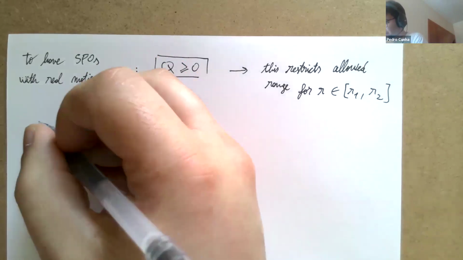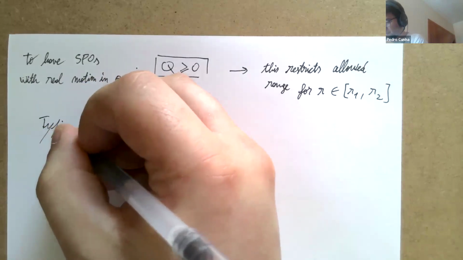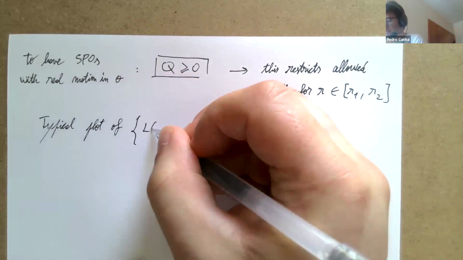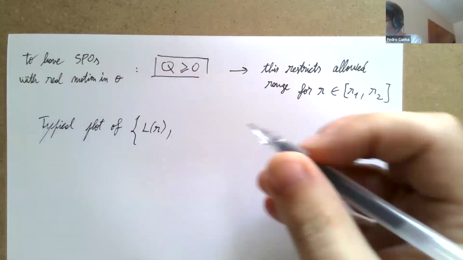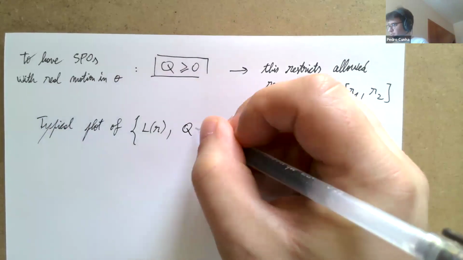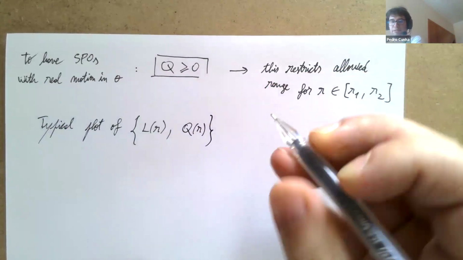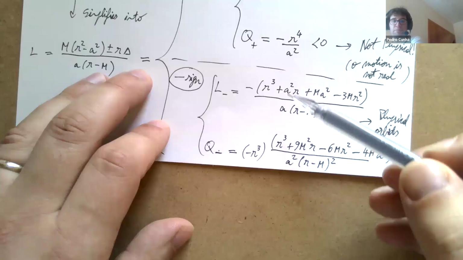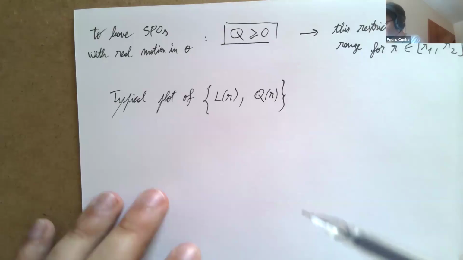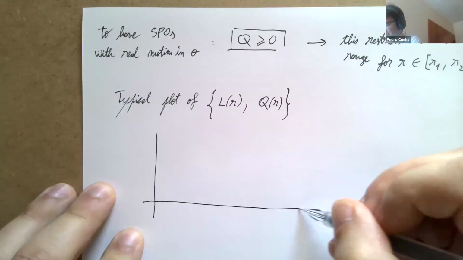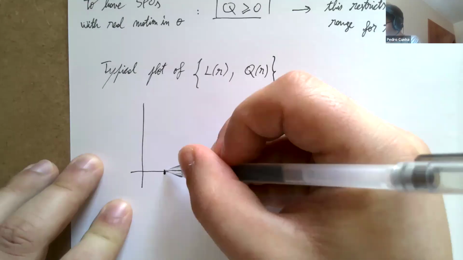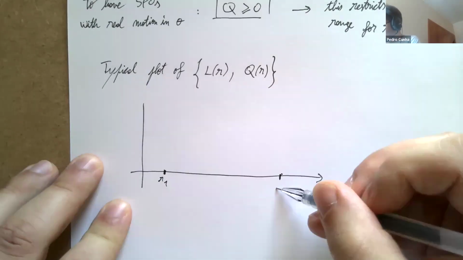So a typical plot of the angular momentum function and the Carter constant function, as functions of the radial coordinate. It's just a typical plot of these two relations that only depend on the radial coordinate, with a fixed spin parameter. It will look something like this. So this is the radial coordinate. The Carter constant will be 0 at two points, R1 and R2.